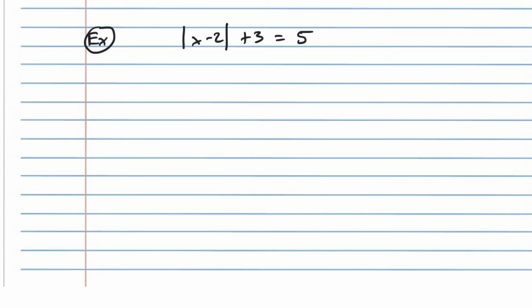So you have to isolate the absolute value bars. We're going to get rid of that 3 first. Pretty easy, it's not that difficult. Opposite of a positive 3 is minus 3. Whatever you do to one side, do to both. So our new equation is we have the absolute value of x minus 2, and 5 minus 3 gives us 2.